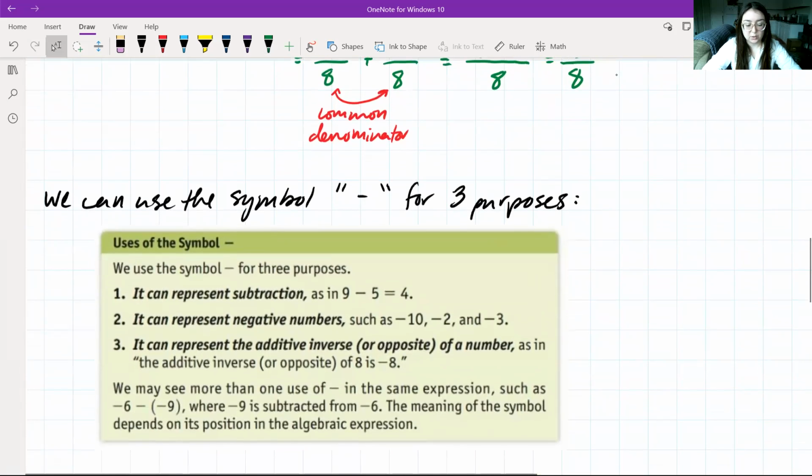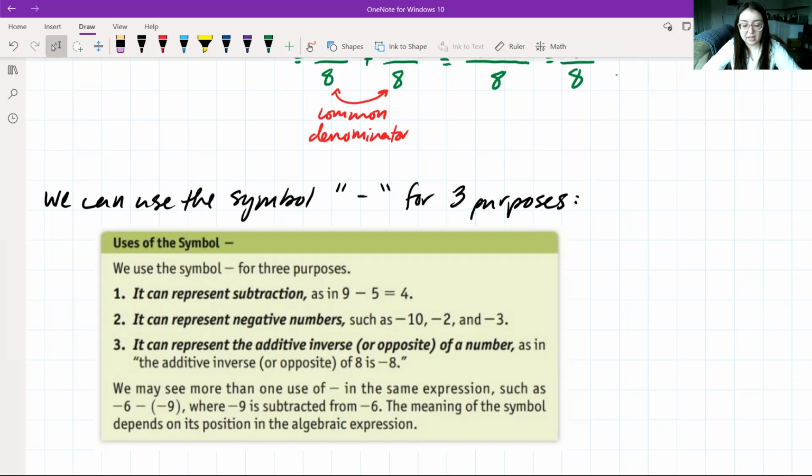All right, so we can also use the minus or the negative symbol for 3 separate purposes. For 1, it can represent subtraction. We recognize this as saying minus, as in saying 9 minus 5 is equal to 4. So it represents subtraction in this case.